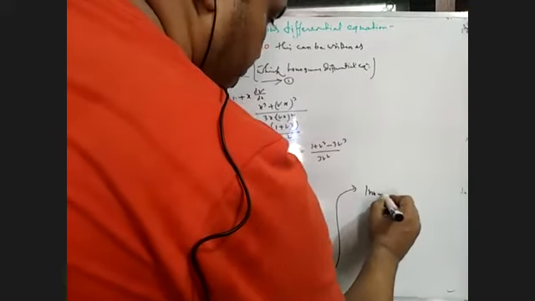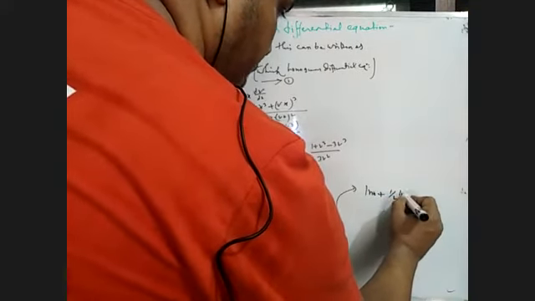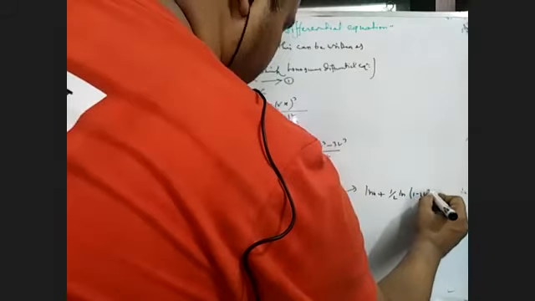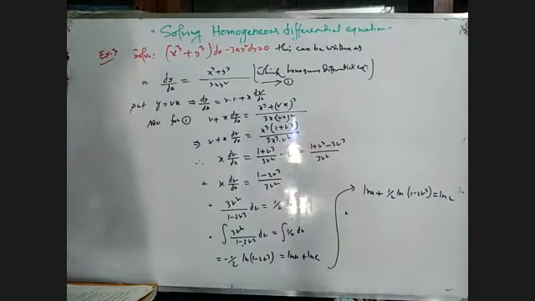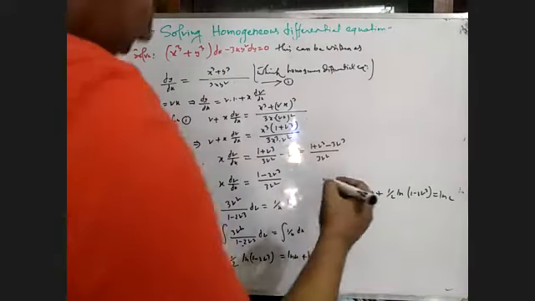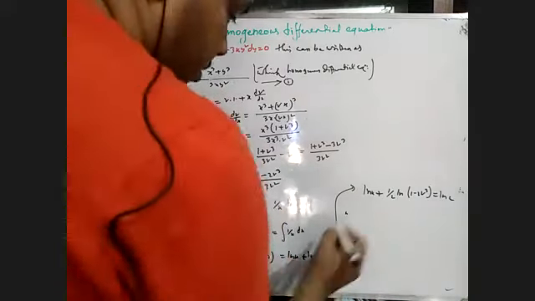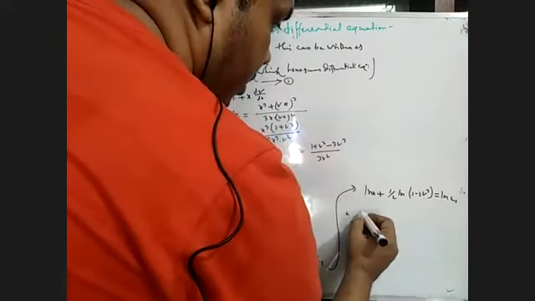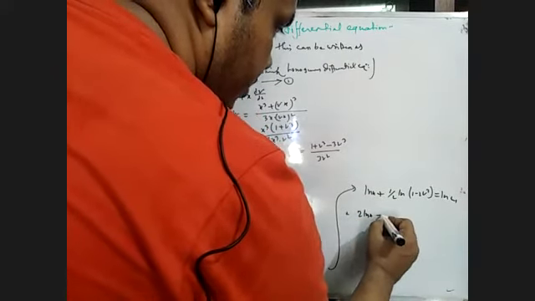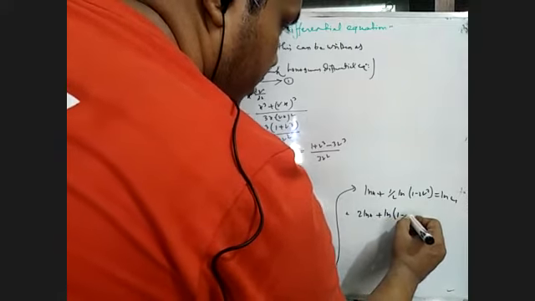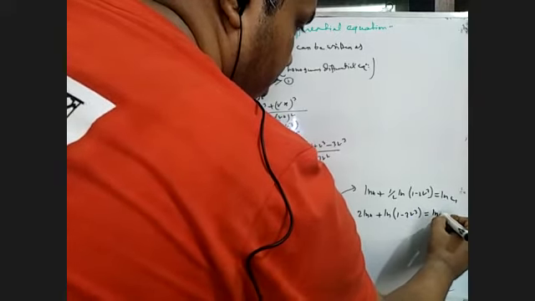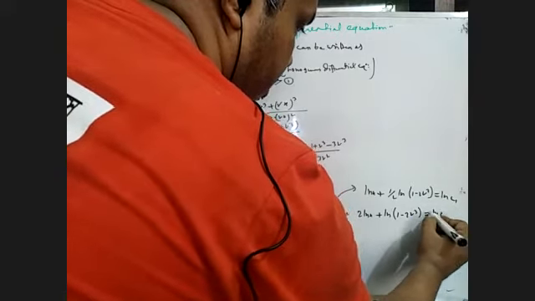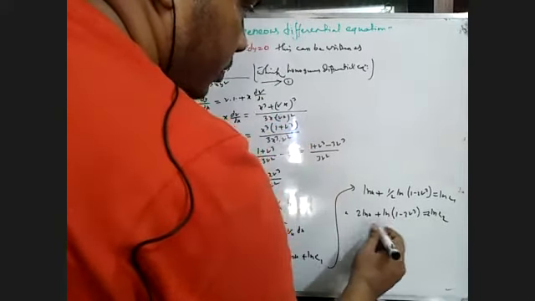So ln x plus half ln(1 minus 2b cube) equals ln c, or this can be written, multiplying by 2 on both sides, as 2 ln x plus ln(1 minus 2b cube) equals ln c2, where c1 and c2 are constants.